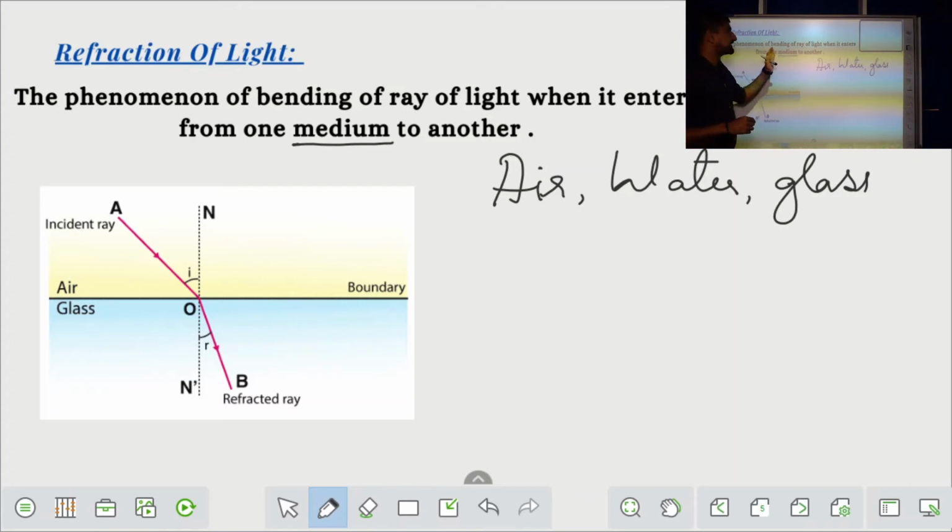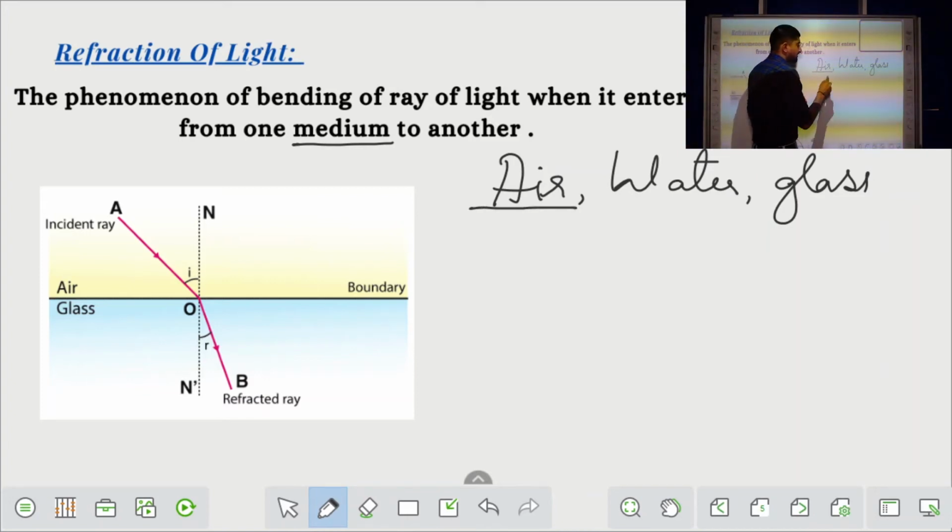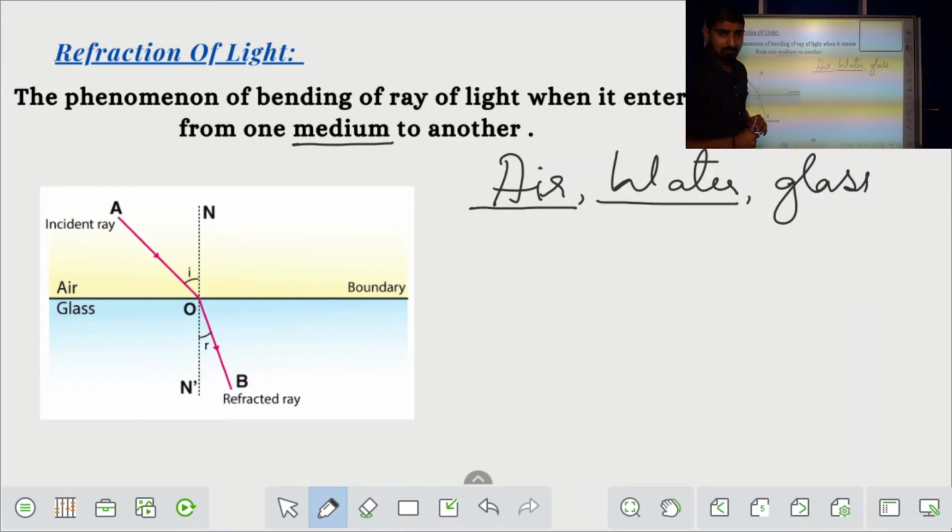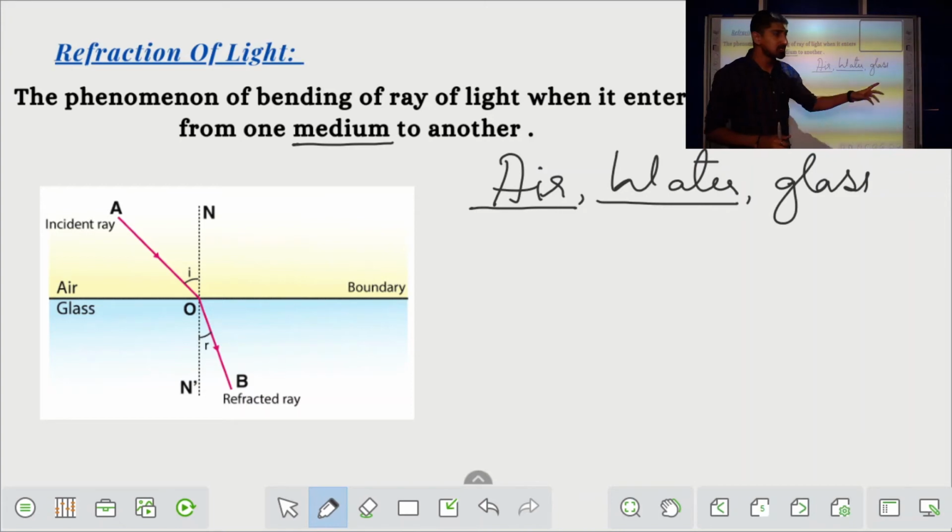Now, as the definition says, the bending of a ray of light when it enters from one medium to another. Just imagine one medium is air, the other medium is water. In air, the light is going to travel straight. Even in water, the light will travel straight. Even in glass, the light will travel in a straight line. Let it be very clear. Now when this light, which is there in air, enters water, maybe in an ocean or a river, there is a bend of light.